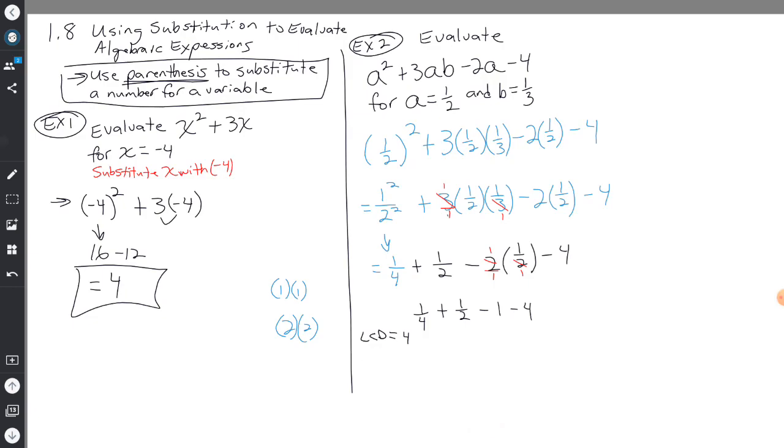can take that LCD and make everything else in terms of that LCD. First one already has a 4 denominator. Right, so we multiply this one by 2 to get the 4 in the denominator. And right now, this one is just like saying 1 over 1 and 4 over 1.